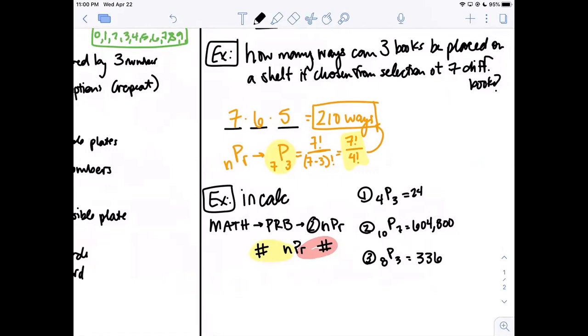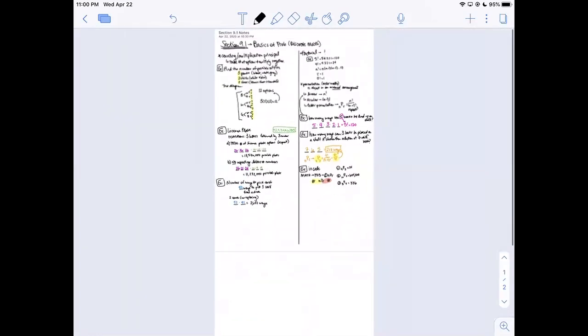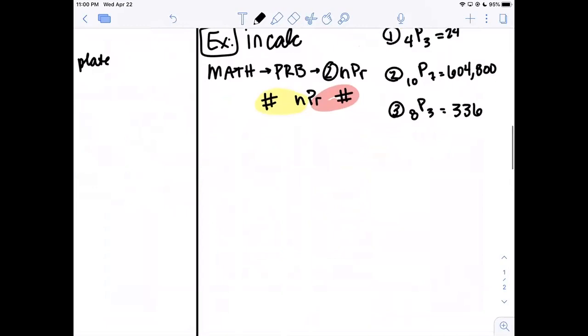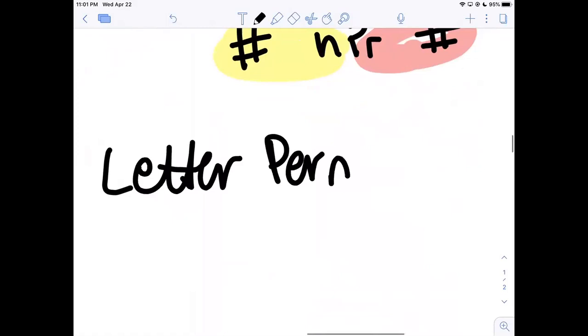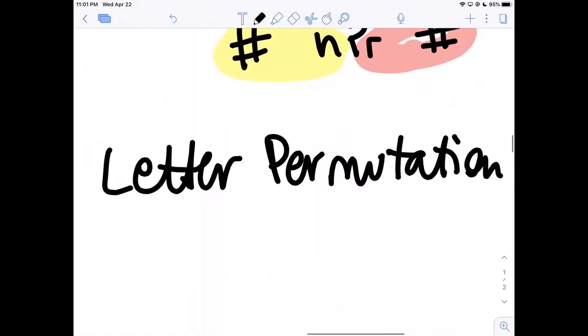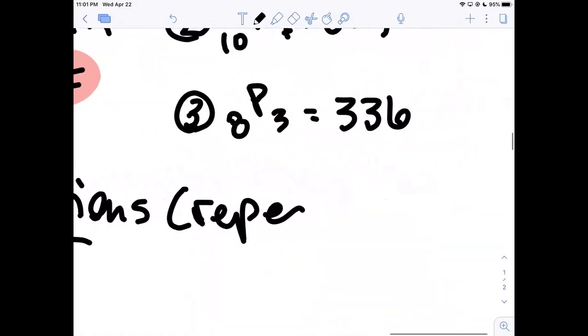Okay. We can also do permutations, not just with ordering books or ordering classes or putting things in order. I can also give you letters. I can tell you to rearrange the letters in these words. So we're going to do a couple examples of those so you aren't blindsided by that later. So this is called letter permutations. So we're repeating and arranging letters essentially.